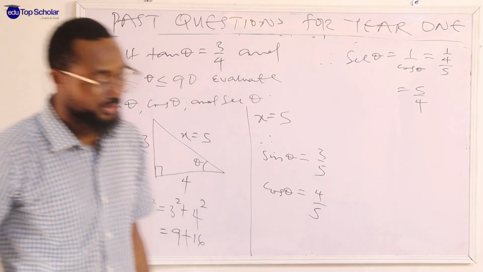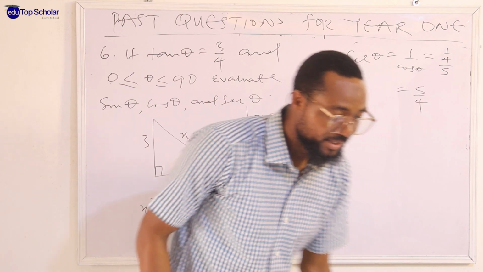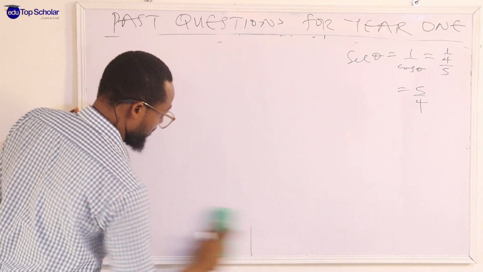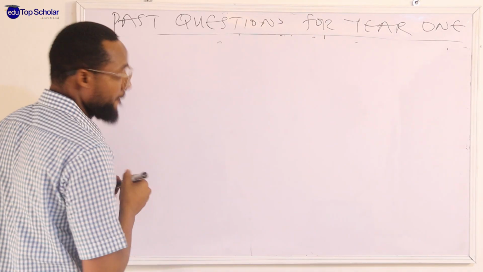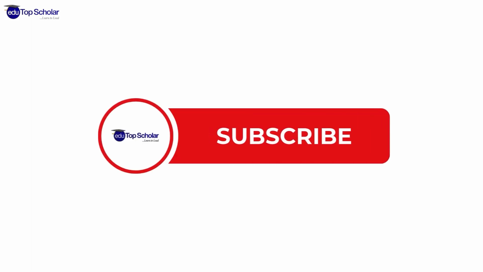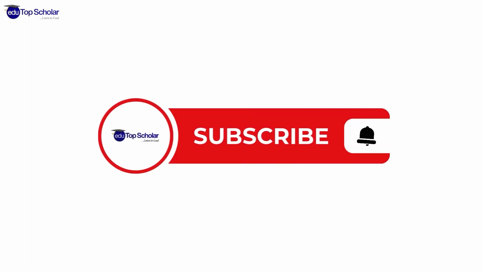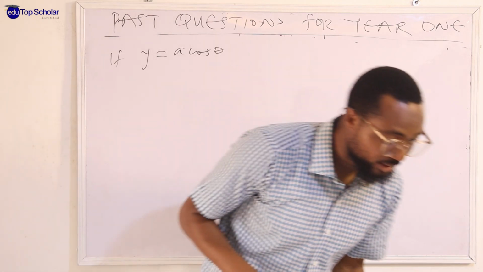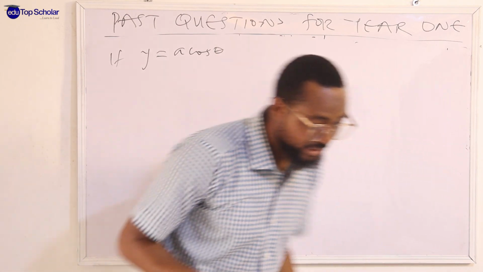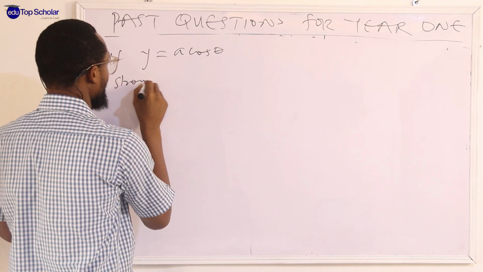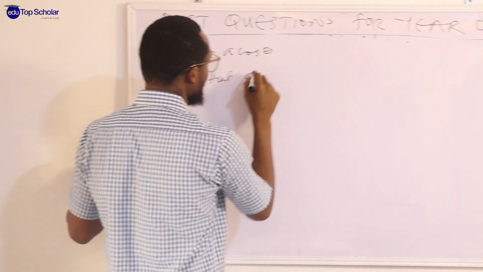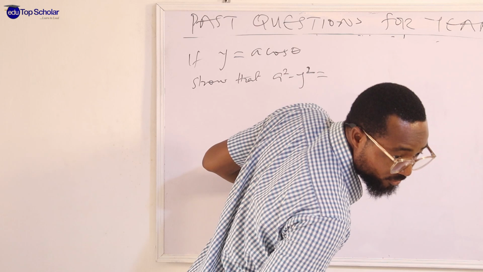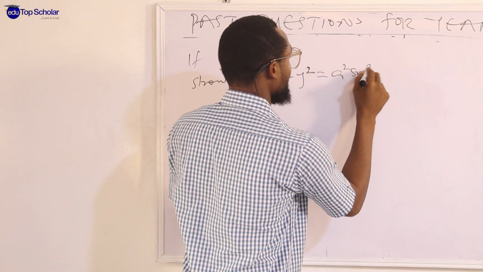Okay. So for the second part of that question, if y is equal to a cos theta, show that, or prove that a squared minus y squared is equal to a squared sine squared theta. A squared sine squared theta.